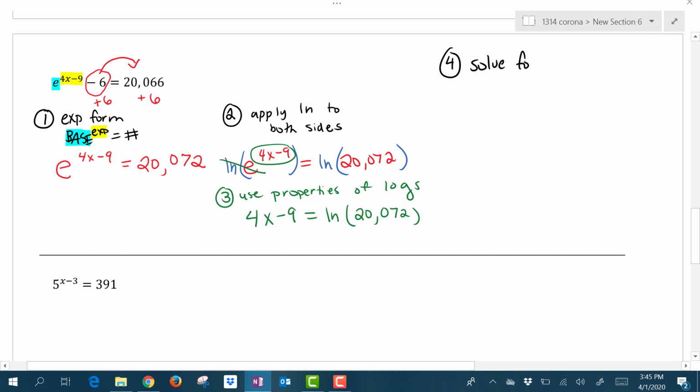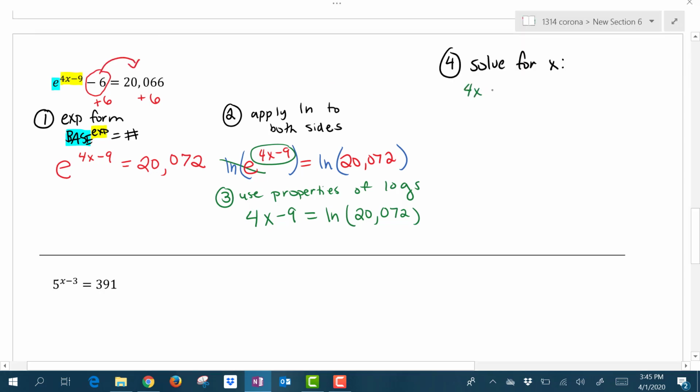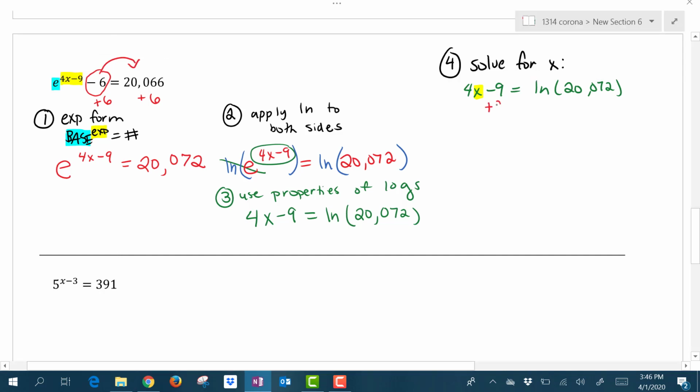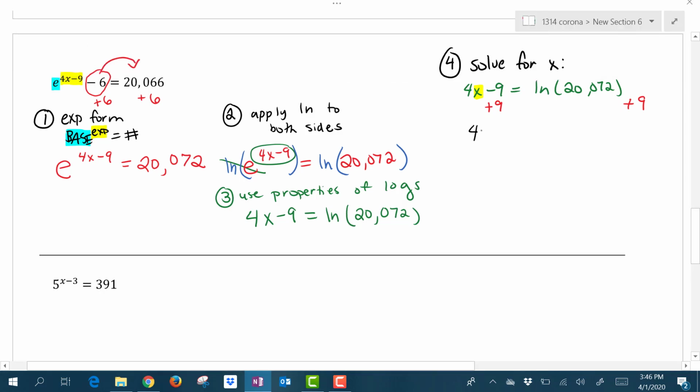Last step, we want to solve for x. Right now we have 4x minus 9 is equal to the natural log of 20,072. We want to get x by itself. So I need to get rid of the 4 and I need to get rid of the negative 9. We always do our adding and subtracting first. I want you to notice that if I add 9 to the outside, it does not apply to the inside of that natural log. So it's plus 9 on the outside of the parentheses.